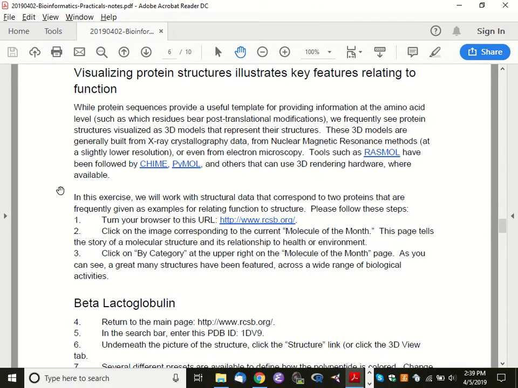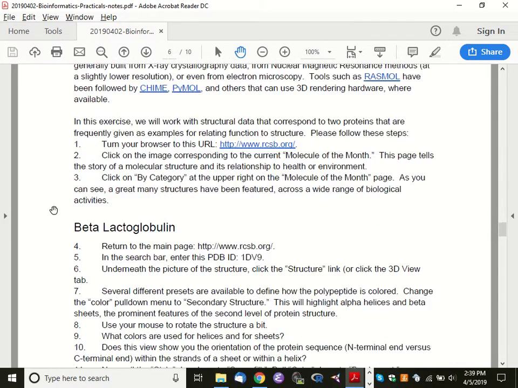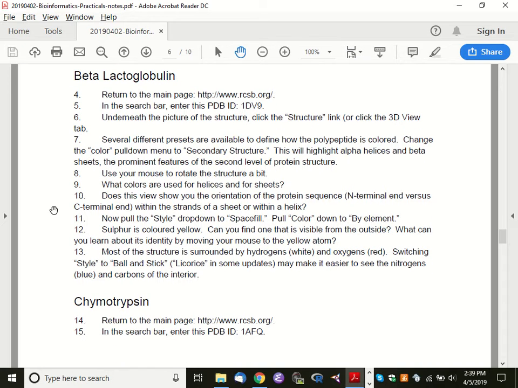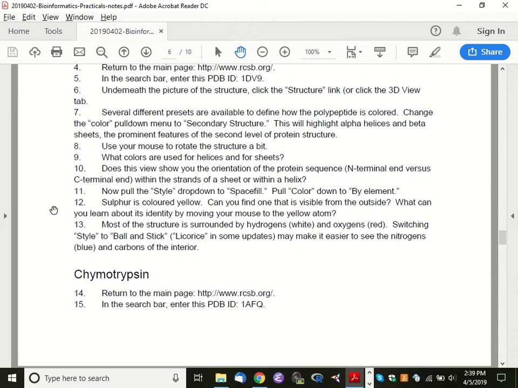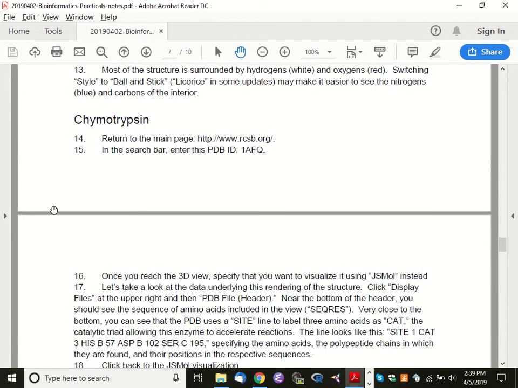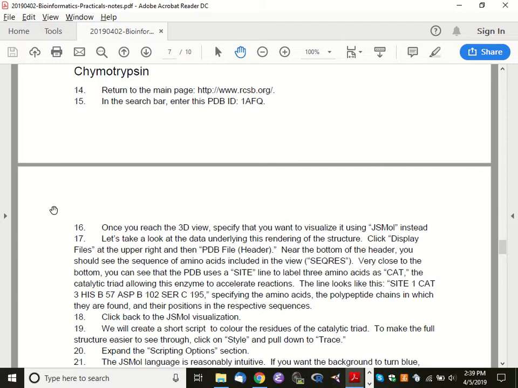Okay, so we are going to come up to the beta-lactoglobulin story. I'm actually going to skip all the way down to the chymotrypsin. All right, so we're starting at the RCSB page. Once again, we are going to need an accession number. Accession numbers are the standard way that you get a particular data set out of the repository. In this case, the repository contains a structure for chymotrypsin.